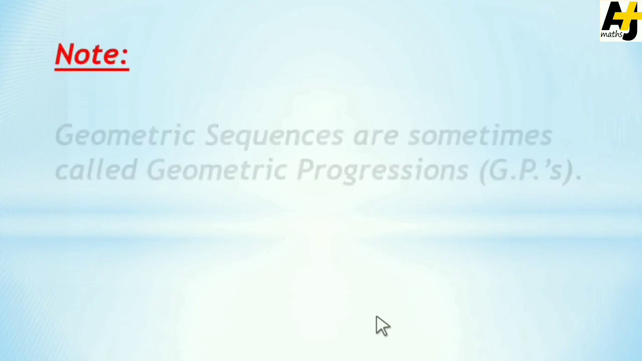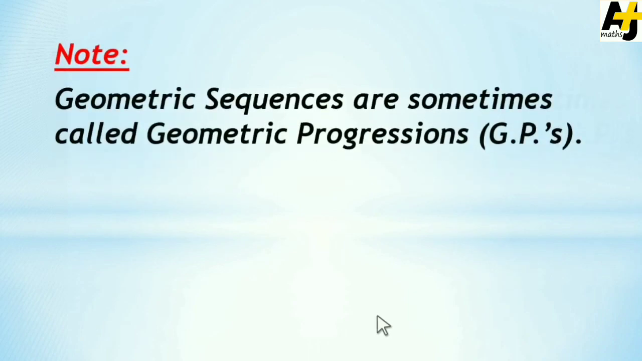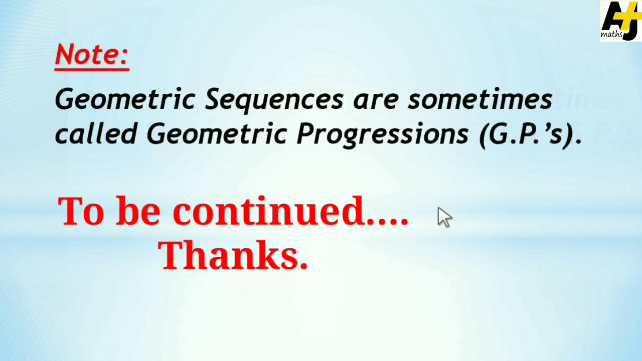Note, geometric sequences are sometimes called geometric progressions. Dear students, remember that geometric sequences are also called geometric progressions. We will discuss later, inshallah, that there are 3 types of progressions: arithmetic progressions, geometric progressions, and harmonic progressions. Why? Because the 3 satisfy different and specific rules. That's why we call a geometric sequence a geometric progression.